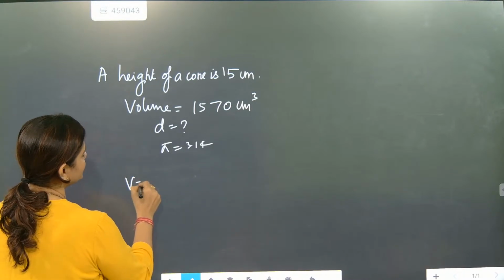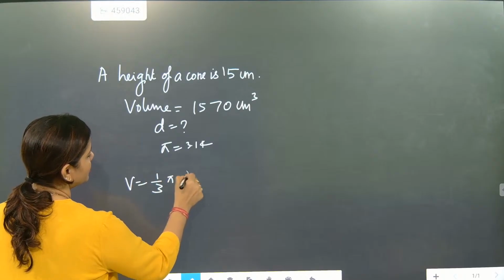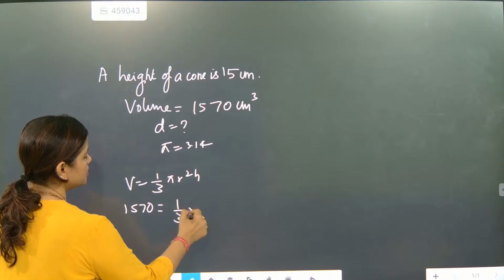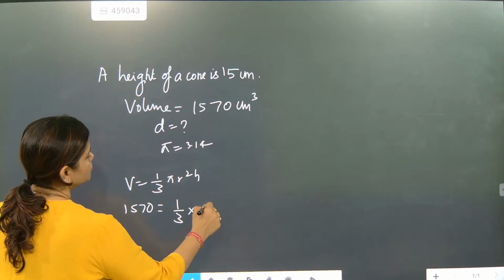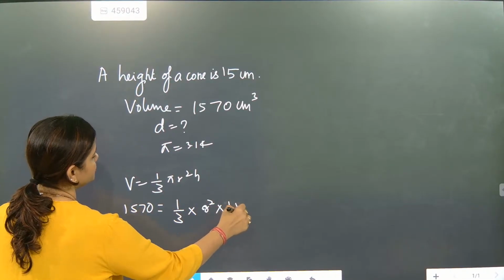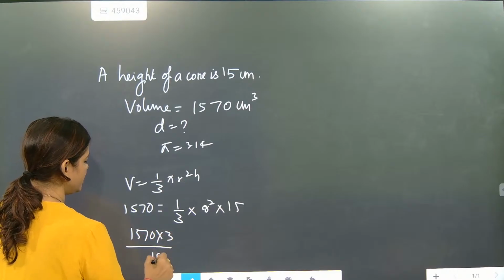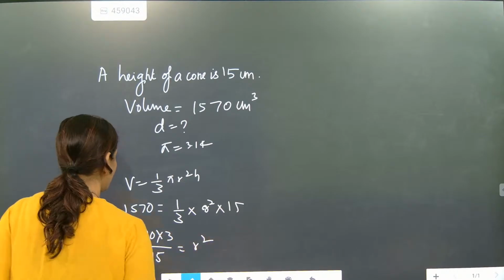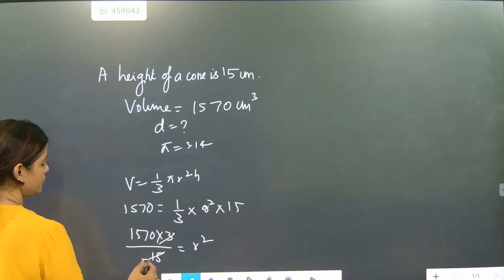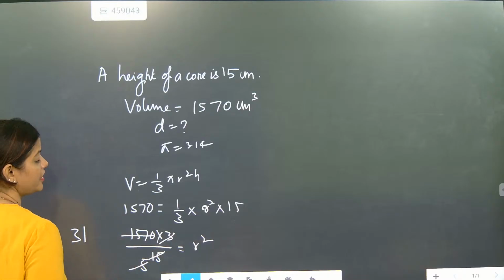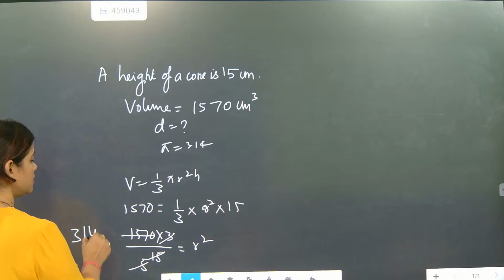Right now, volume is equal to 1 by 3 pi r square h. Volume is 1570. This is much easier. We don't know r, so we will take r square. Height is given as 15. So 1570 into 3 by 15 is equal to r square. Here 3 5s are 15, 5 will cancel. 5 3s are 15, 5 1s are 5, 5 4s are 20.